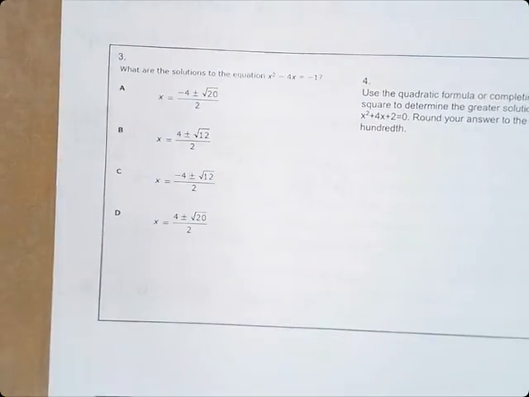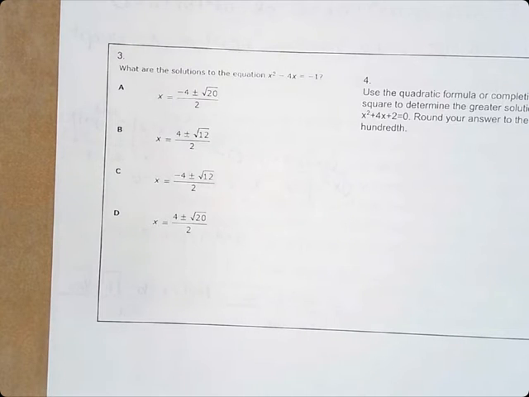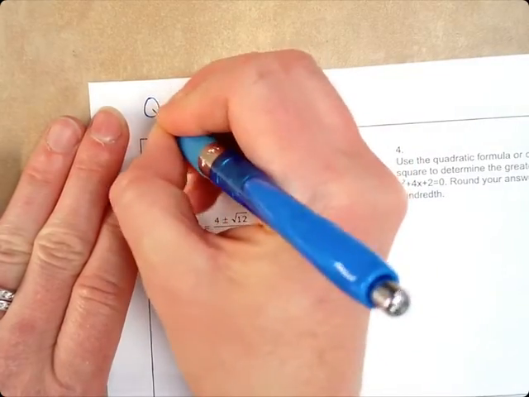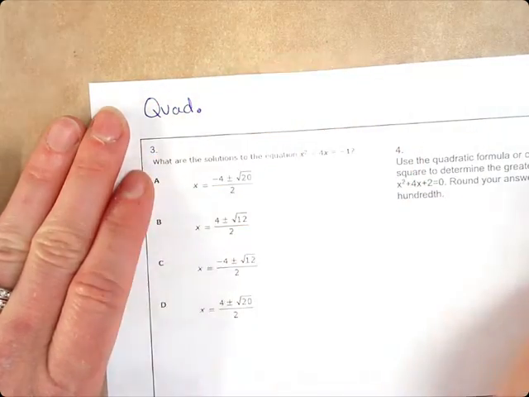Okay, let's look at number 3. Ooh, this one is ugly. Look at those answer choices. What are the solutions to the equation x squared minus 4x equals negative 1? How do you think we need to solve this one? We could do substitution. How about I show y'all how to do the quadratic formula on this? Since we've seen the formula, let's use the quadratic formula, and then you can use substitution to check.